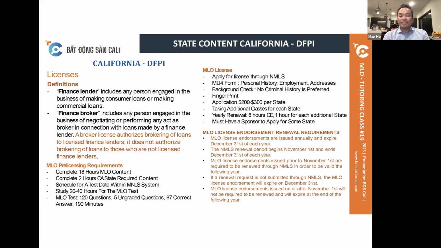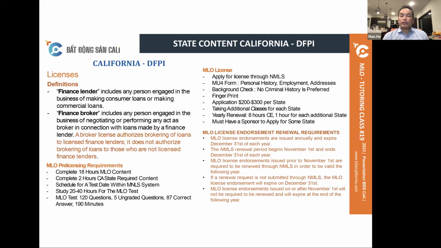And then guess what? You have a yearly renewal: 8 hours for the nationwide, and then 1 hour for each state. You need to complete 8 hours of continuing education, and then 1 hour for each state. So if you have 10 states, that means you're going to do maybe 18 hours total every year for the renewal. There are some states where you don't even take any course for the renewal. They just renew your license. You pay a fee and renew your license. So renewal will cost you as well. Yearly renewal is 8 hours CE and 1 hour each state.